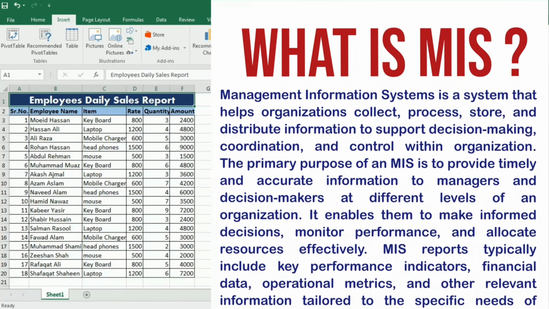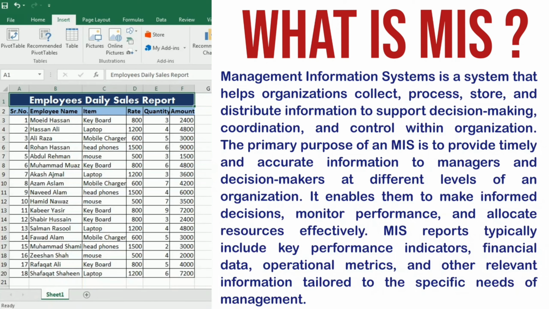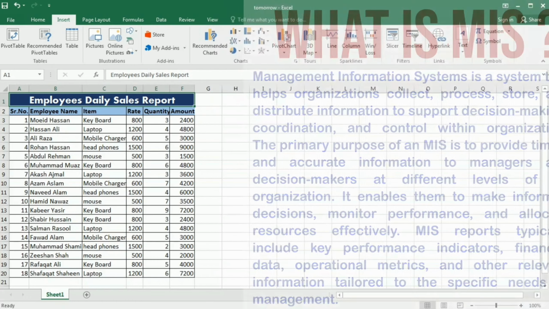The primary purpose of MIS is to provide timely and accurate information to managers and decision makers at different levels of the organization. It enables them to make informed decisions, monitor performance, and allocate resources effectively. An MIS report typically contains key performance indicators, financial data, operational metrics, and other relevant information.